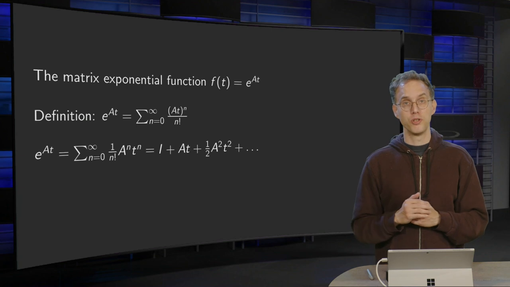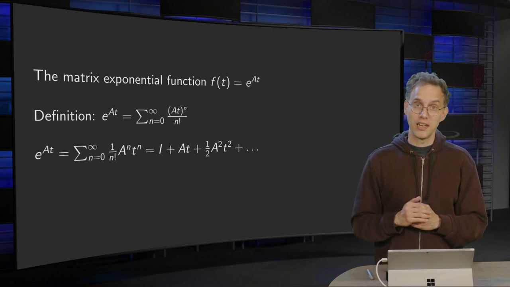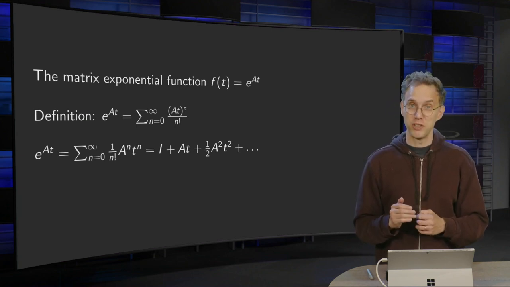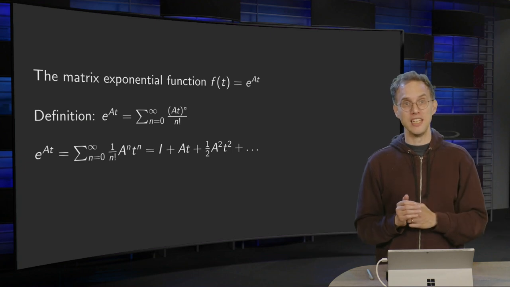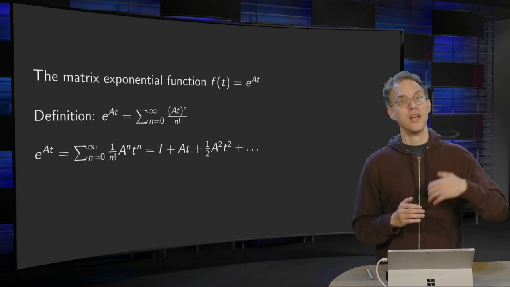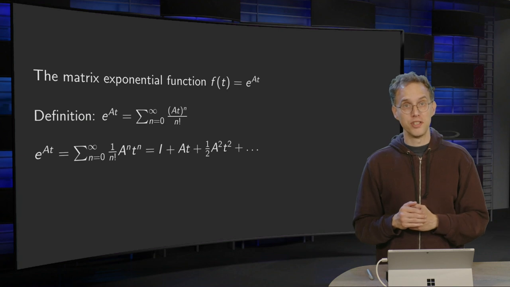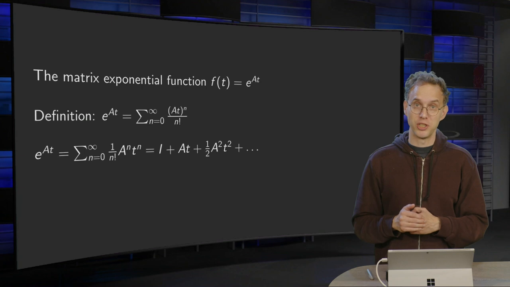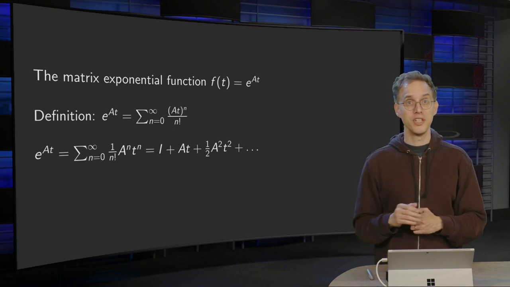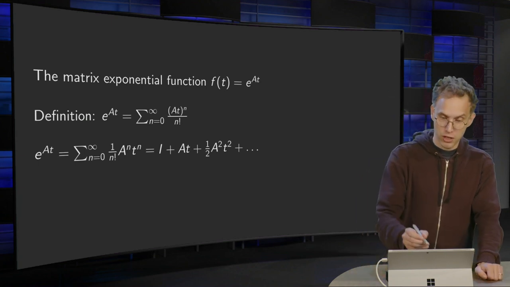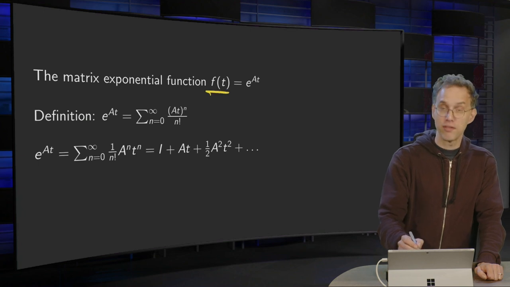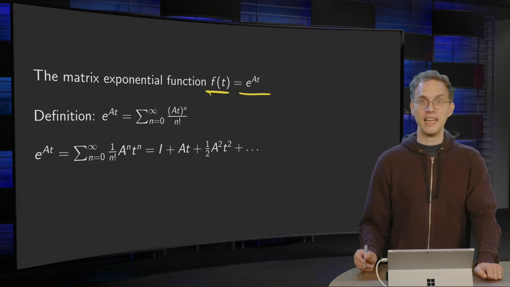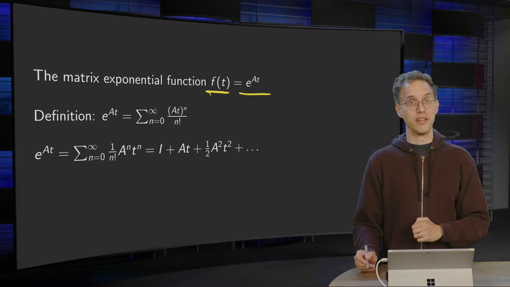In order to do so, we need to be able to calculate the matrix exponential function e to the power at, where a is a matrix. We can compute this matrix exponential function, and in this video you will see how this is done. So we want to compute the following function: f of t equals e to the power at. So how do we define this?